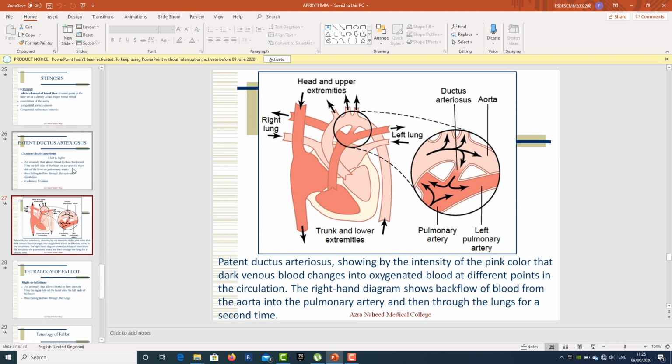See, the patent ductus arteriosus is showing the intensity of pink color that dark venous blood changes into oxygenated blood at different points in the circulation. And at the same time, the diagram is showing the backflow of blood from the aorta into pulmonary artery and then through the lungs for a second time.